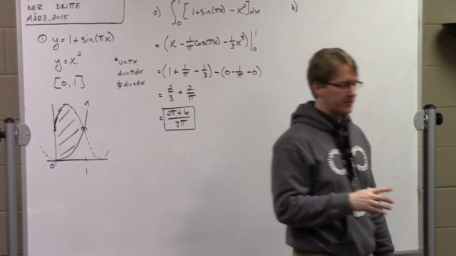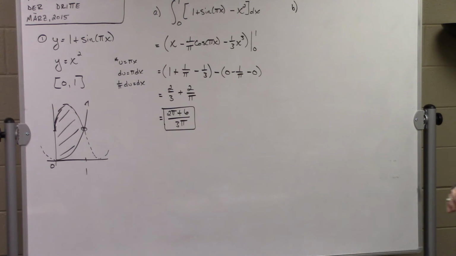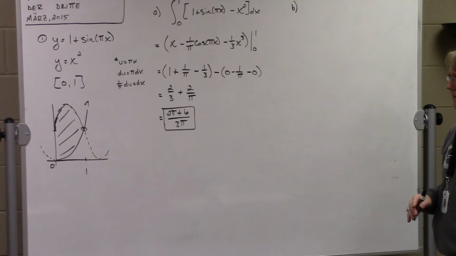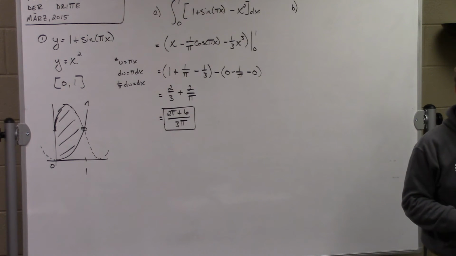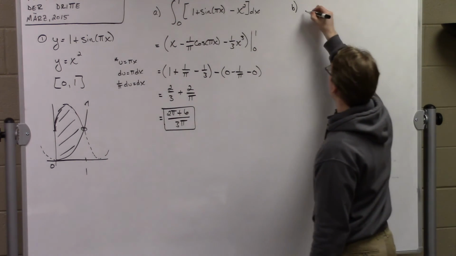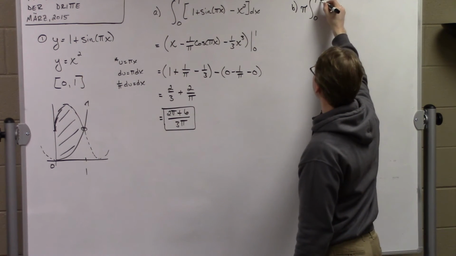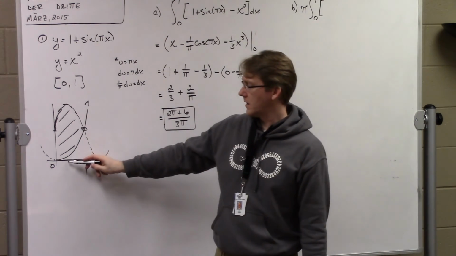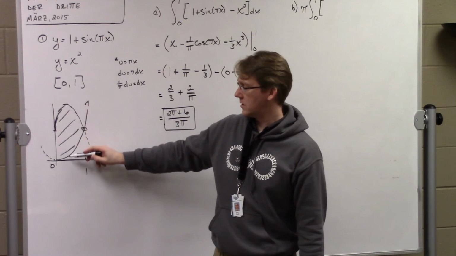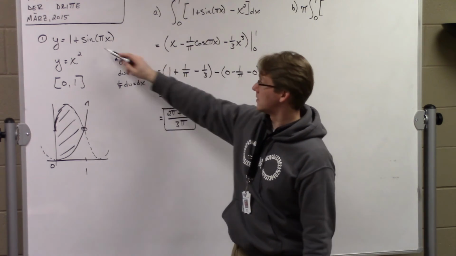What kind of method are you thinking? Washer, very good. Pi r squared. We're going to go from 0 to 1. My outside radius is going to be the sine function. Okay, that's the farthest one.